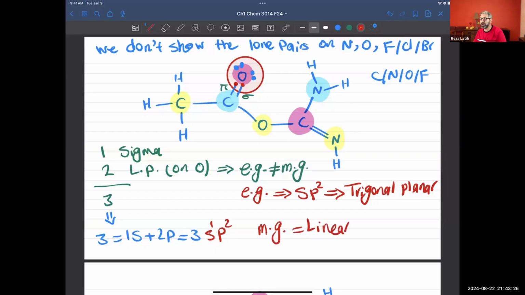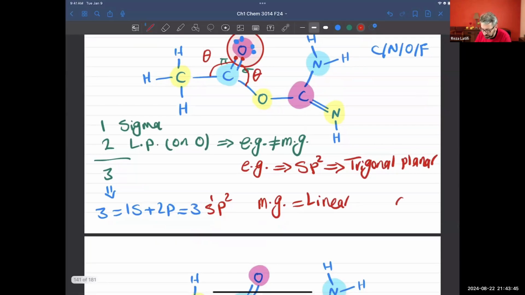Next, what's going to be the bond angle? Let's say we're talking about this bond angle. I have carbon attached to oxygen and 2 other species. Whatever they are here, let's call one X1 and the other X2. And what's going to be the bond angle here? Theta clearly is going to be 120.